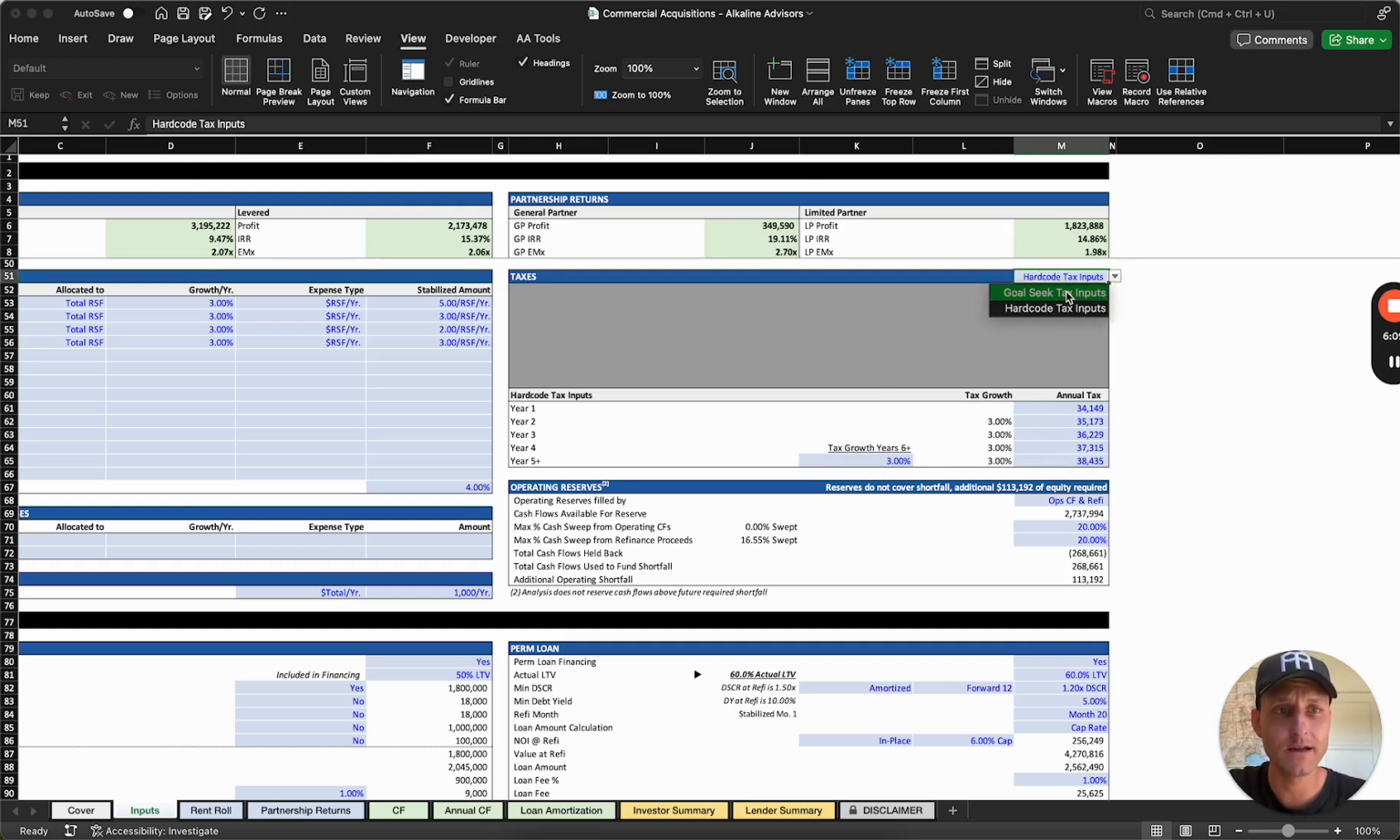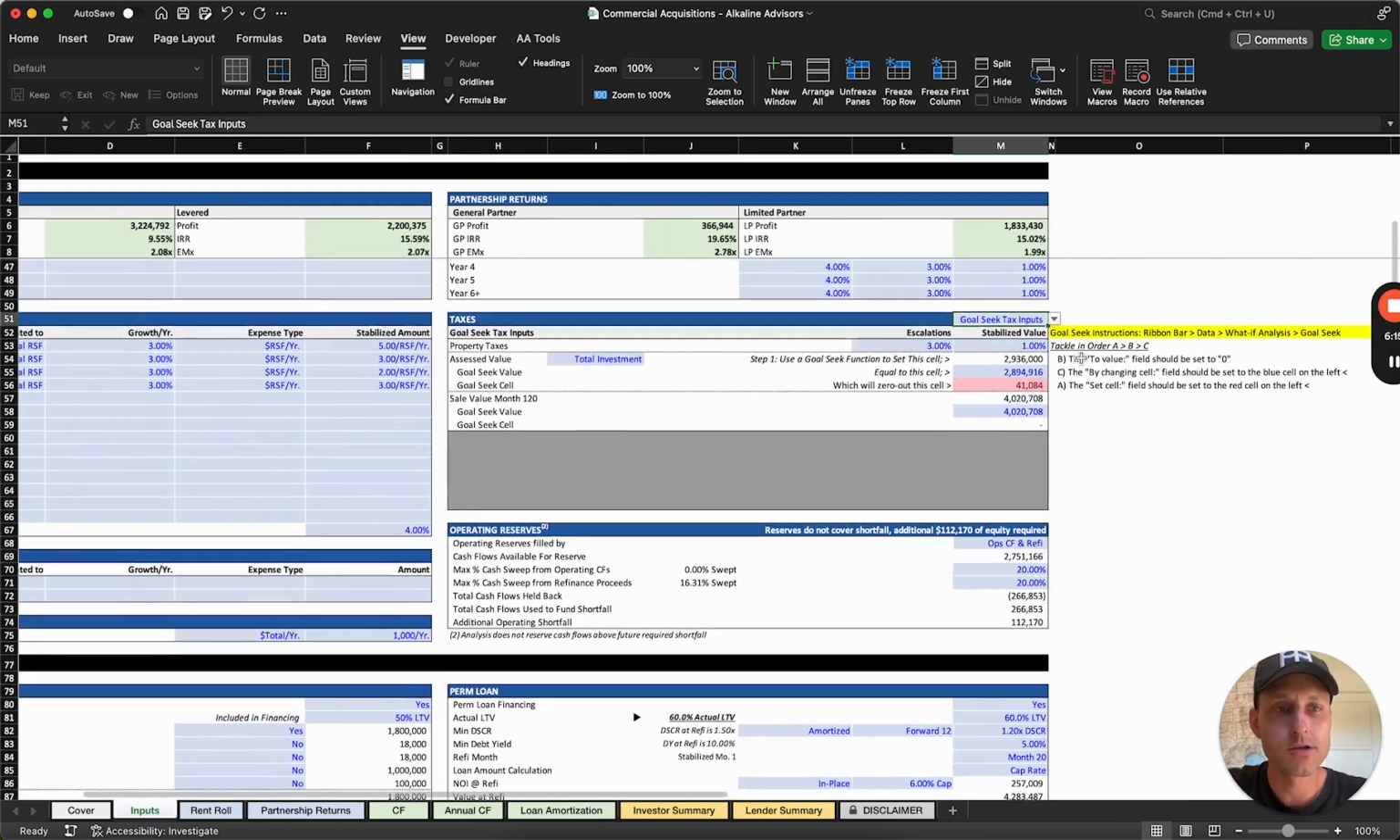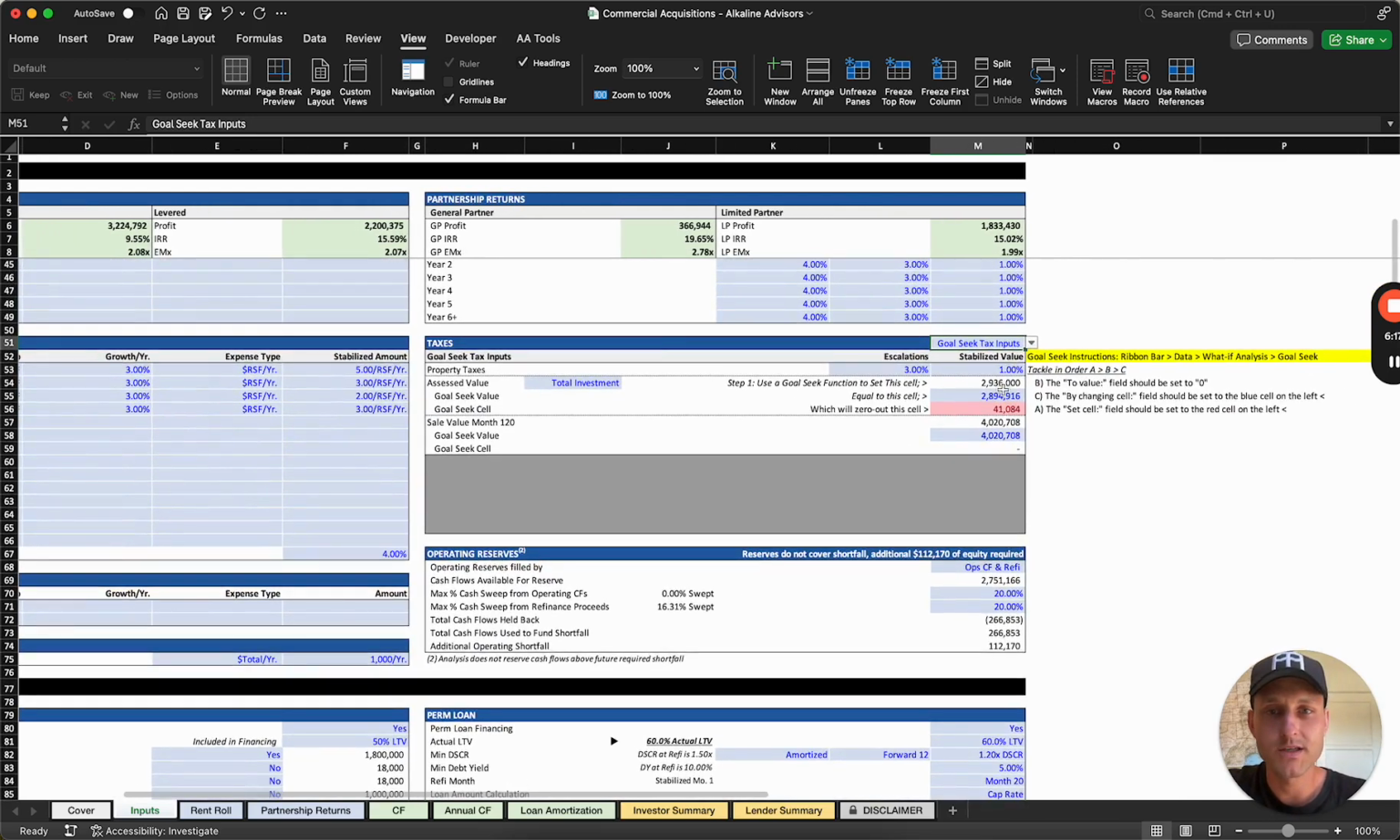Another way we've done it is by using goal seeks. So this model doesn't have any circular references. It doesn't have any macros. What we do here is we're saying that we're taking X% of either the purchase price or the total investment amount, and that's going to be the taxable amount. And then you'll see we have a red cell here and then a yellow cell here. We're going to solve what the taxable amount is with a goal seek, just because it's an iterative process.